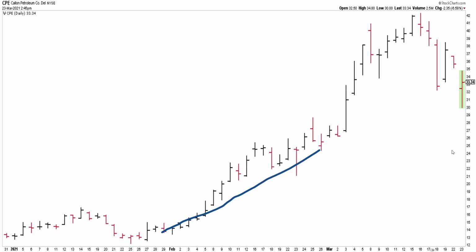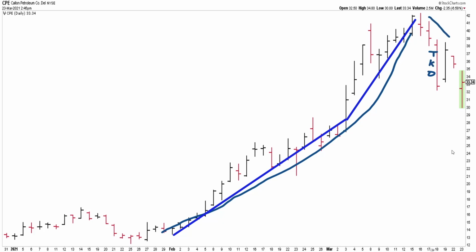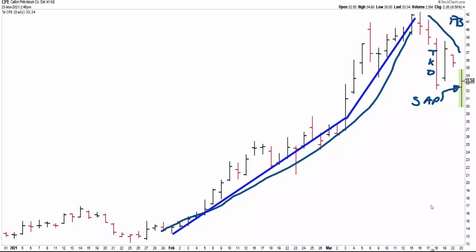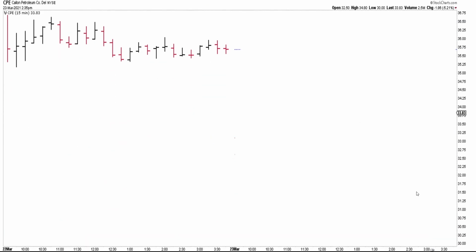Now here's CPE. I was actually long this stock, and I bought more yesterday. I wasn't averaging down. I was playing this little opening gap reversal. But you can see nice accelerated trend higher, nice little pullback, little TKO. And then yesterday it gaps lower. It made a nice little reversal. So let's take a look at that trade on an intraday basis.